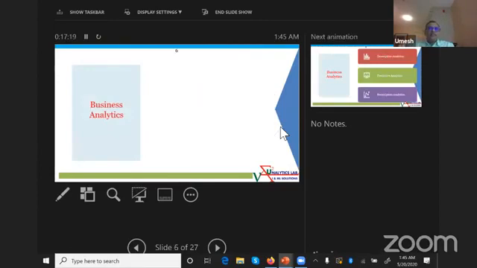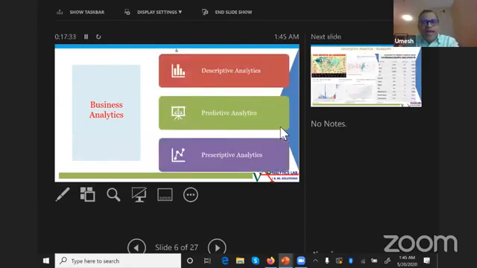And there is another term we keep hearing about called business analytics. So again, what is business analytics? Within business analytics, there are 3 subcategories: what we call descriptive analytics, predictive analytics, and prescriptive analytics. So what are these 3 things? We will be looking at them briefly.